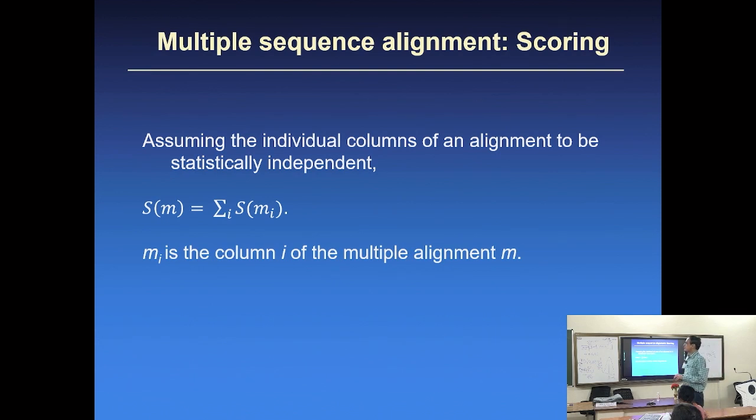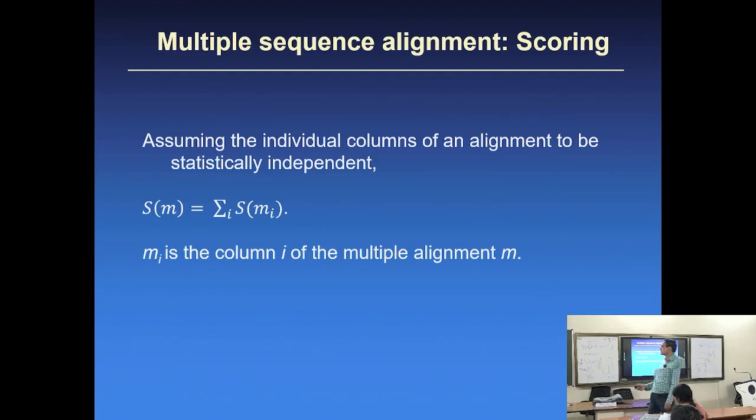Okay, so how to score multiple alignment? We saw and we discussed scoring pairwise alignment. Given a pairwise alignment, the score is the sum of the scores for alignment of residues at each position in the alignment. You get a score for the first position, and then the second position, third position, you add them up, and that is the score for the alignment of two sequences.